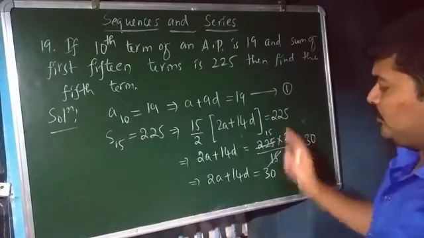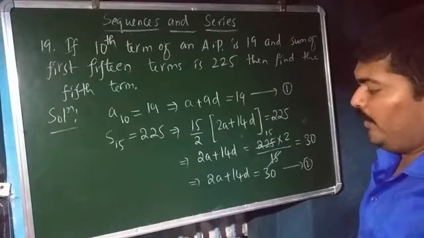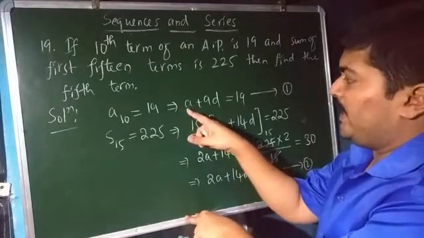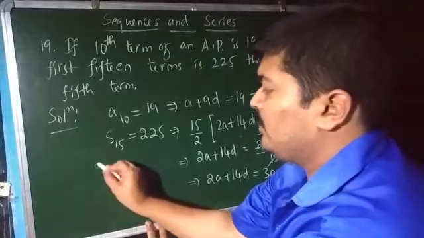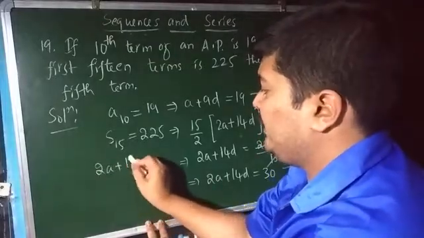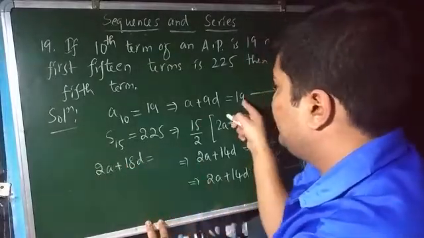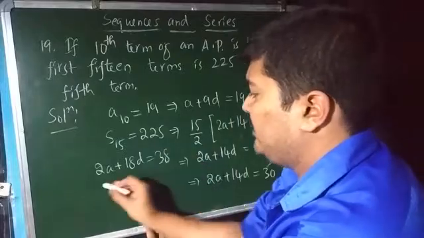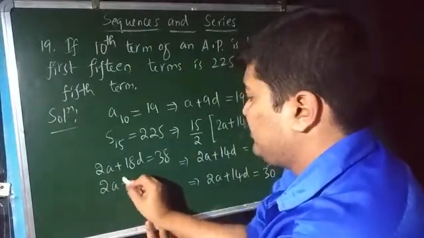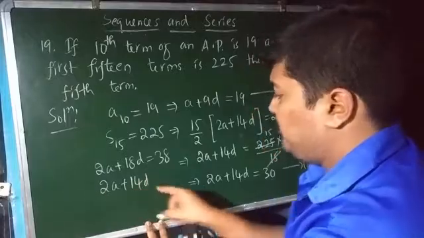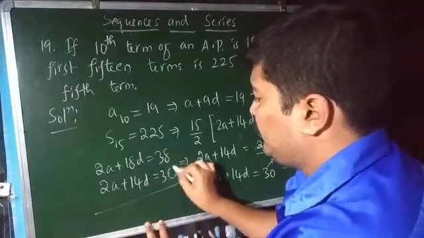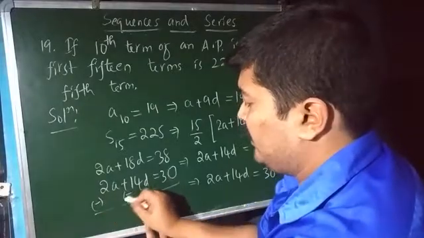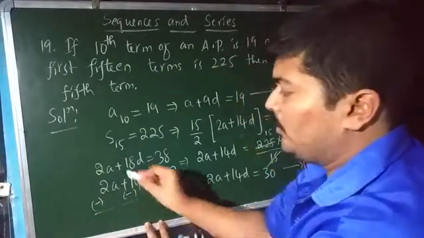Now your task is to simplify these two equations. Now let me multiply this entire equation throughout by 2. What you are just left with? 2A plus 18D is equal to 19 into 2, that is 38. Next one, this equation keep as it is. 2A plus 14D is equal to 30 as it is. Now here I am going to subtract the terms. Term by term subtraction I am going to do over here.